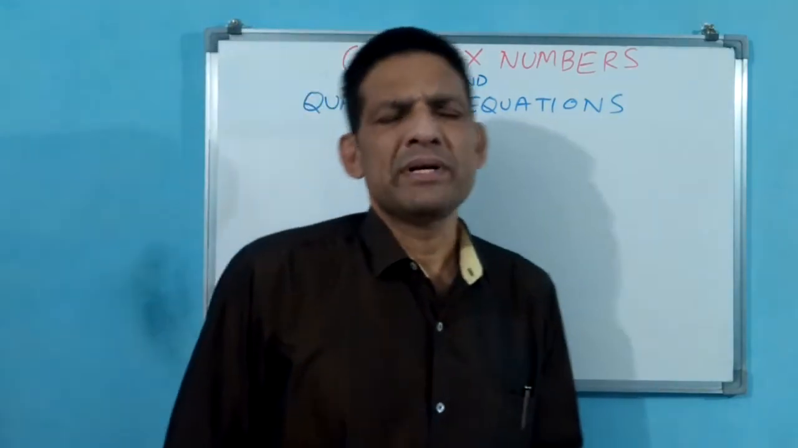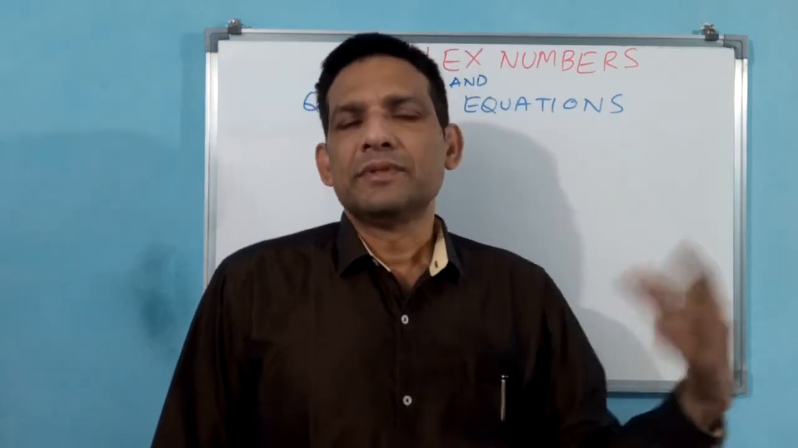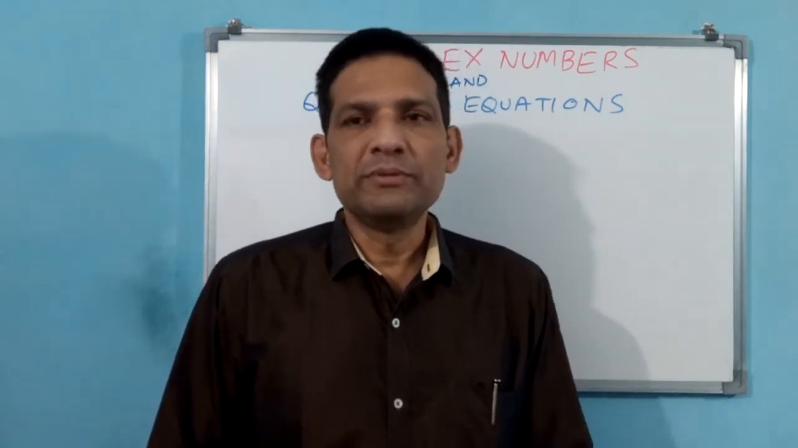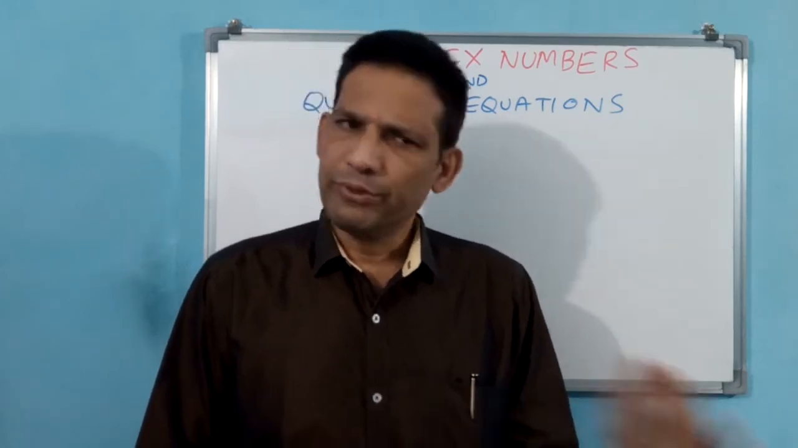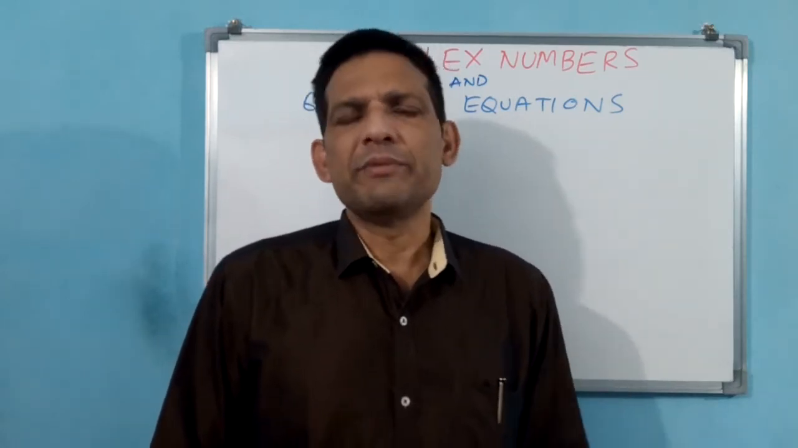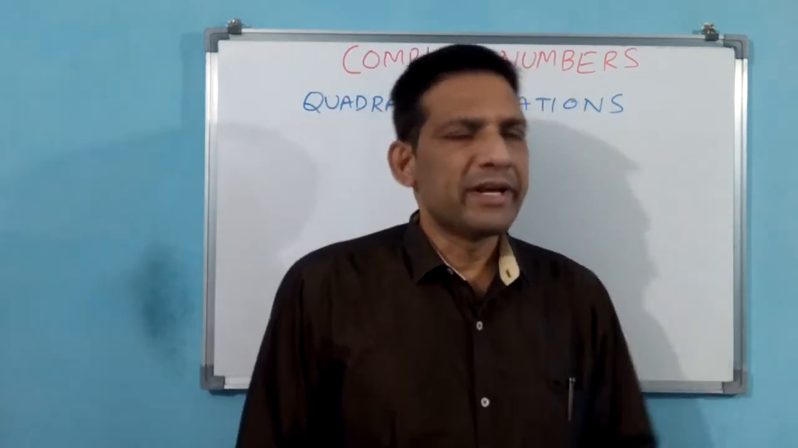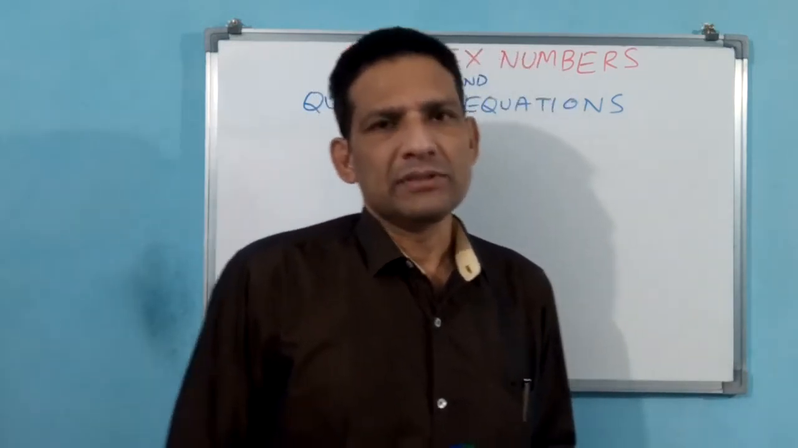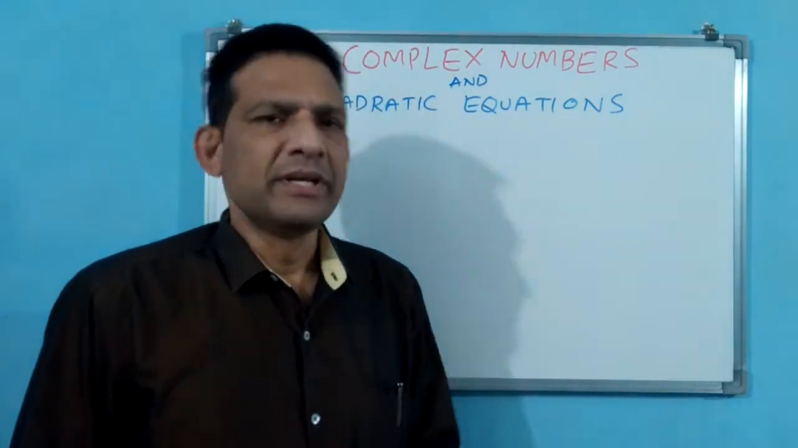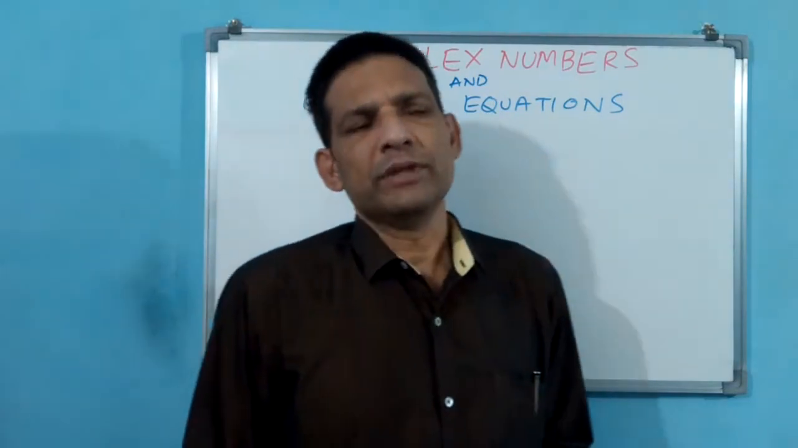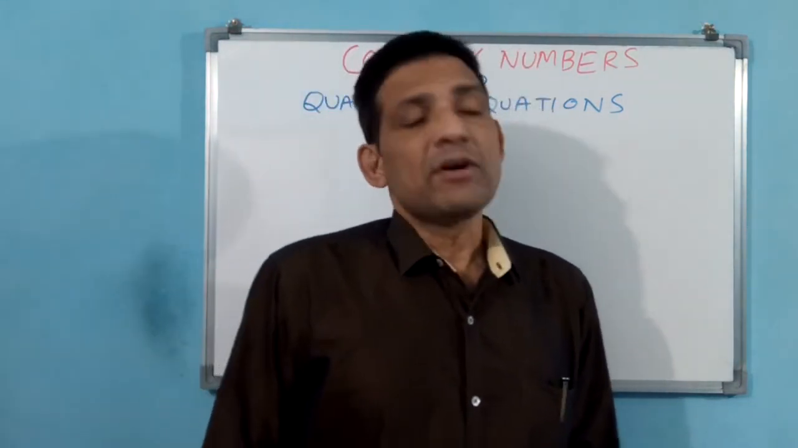We know about the numbers: natural numbers N, whole numbers W, rational numbers Q, irrational numbers, and real numbers. Real numbers also we know. All of these are included in the real numbers. Then what is a complex number?